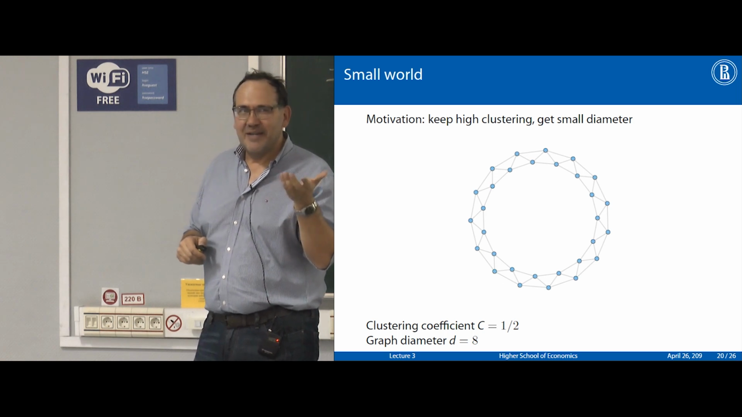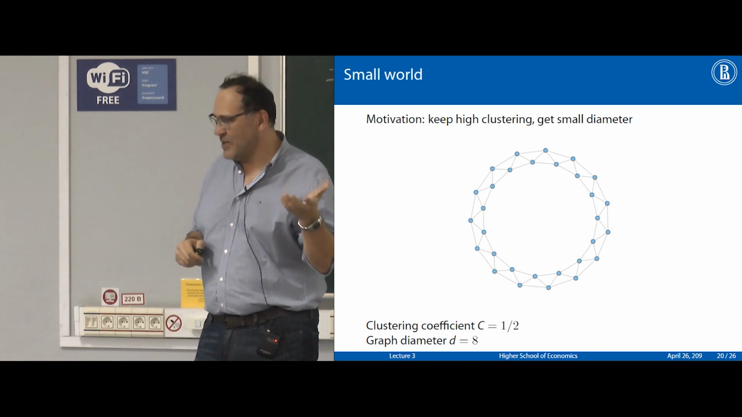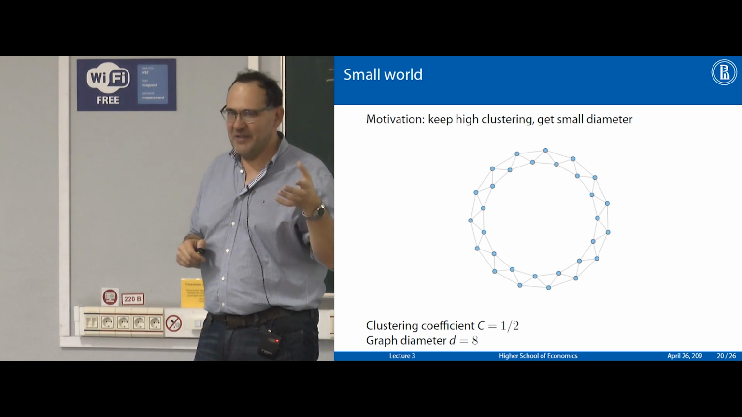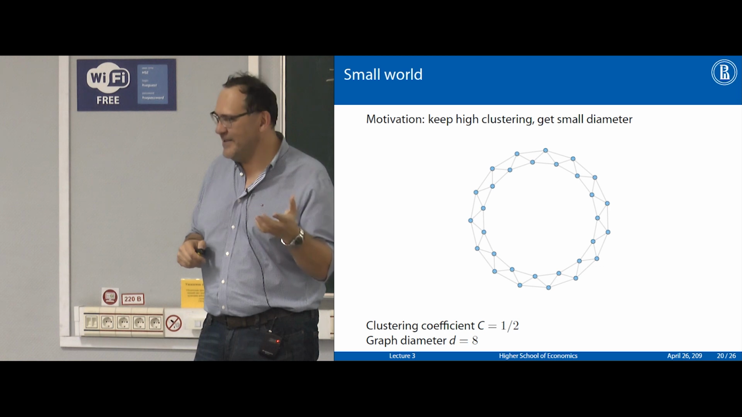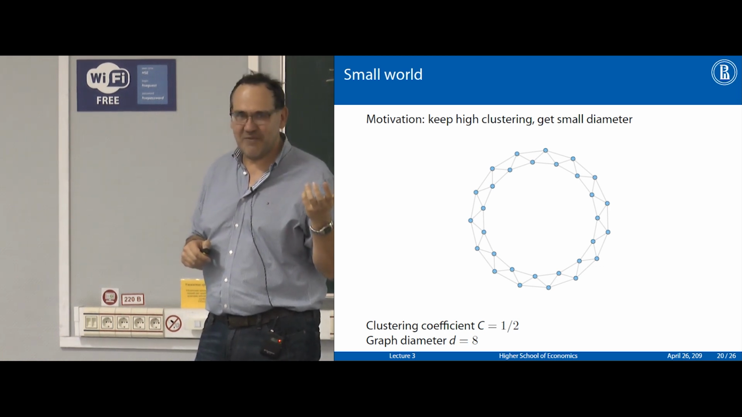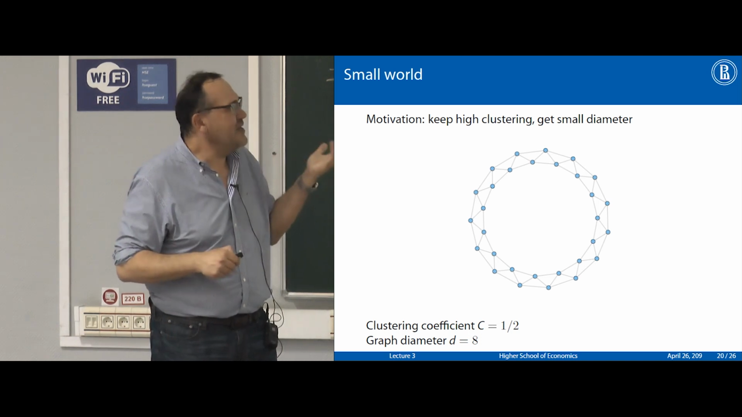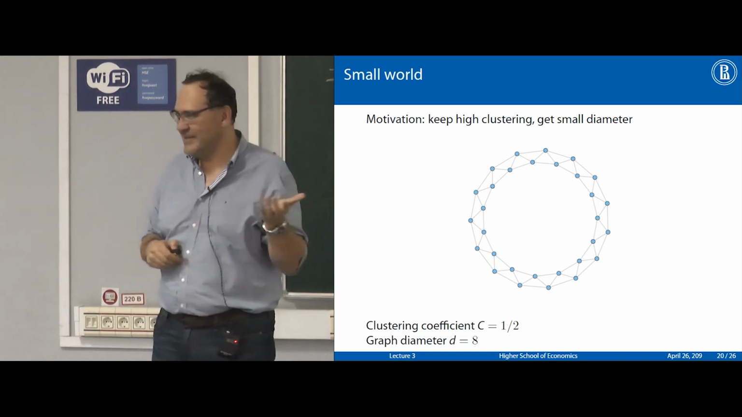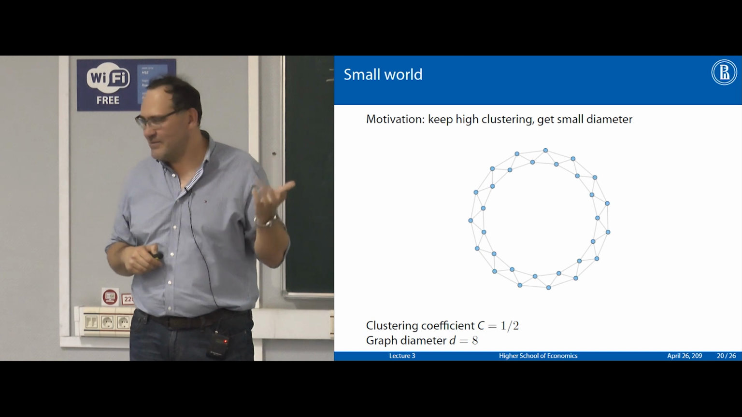Remember, six handshakes separate the world. So if we arrange 7 billion people in a smart way, you can actually reach each and every person in 6 steps. And here, with like 30 nodes, you still need 8 steps. It is ridiculous, right?